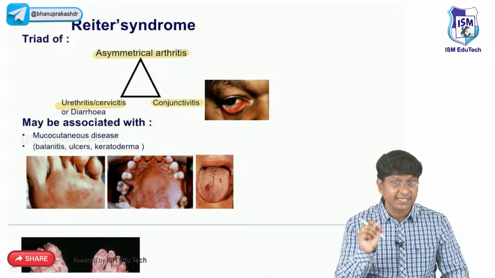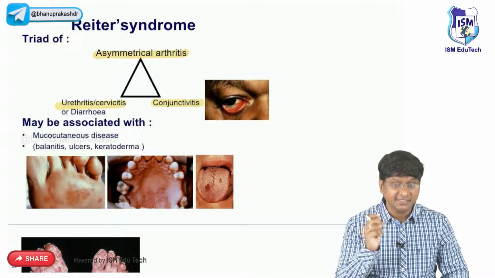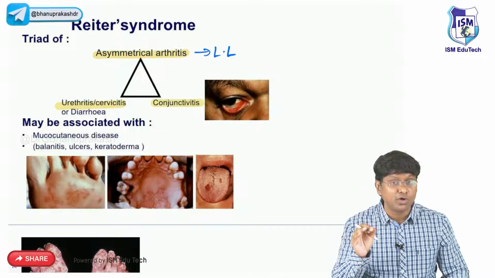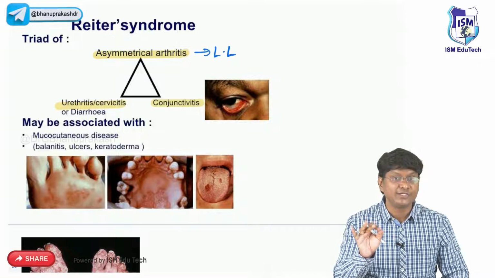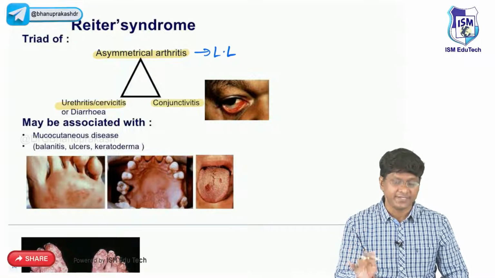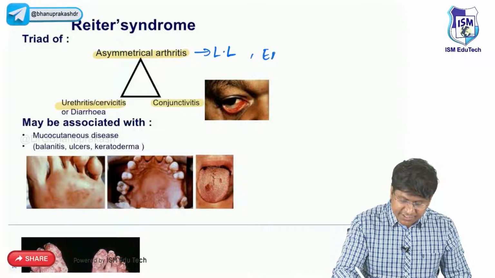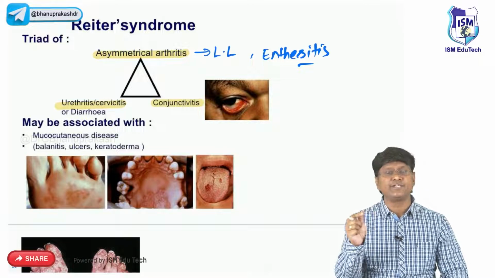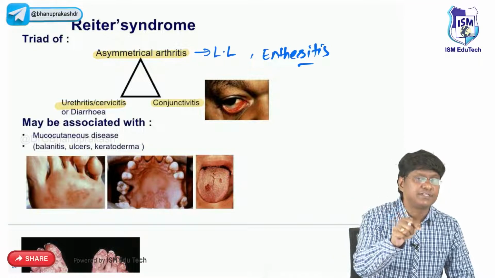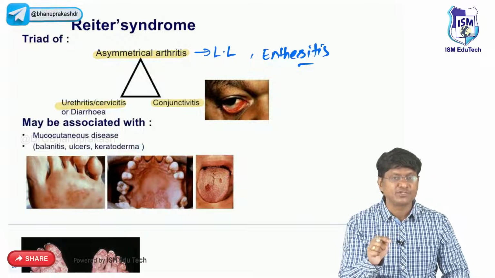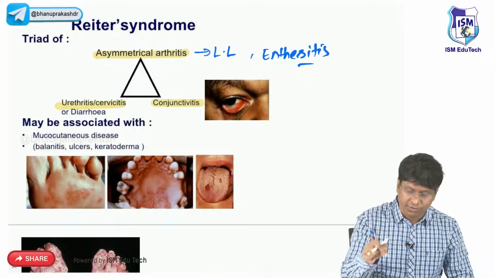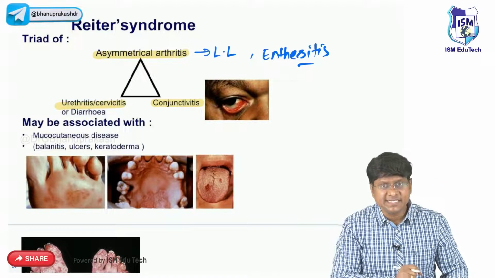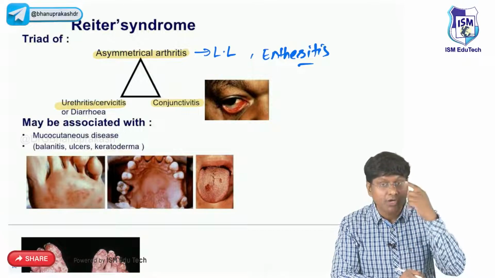Now, you take this arthritis. The joints which are commonly affected are mainly the joints of the lower limb. Along with the arthritis, these patients also develop enthesitis. What do you understand by the word enthesitis? It is the inflammation of the tendon at the point of insertion over the bone, right? That is what is called enthesitis. And this conjunctivitis, right, that is the ocular manifestation.